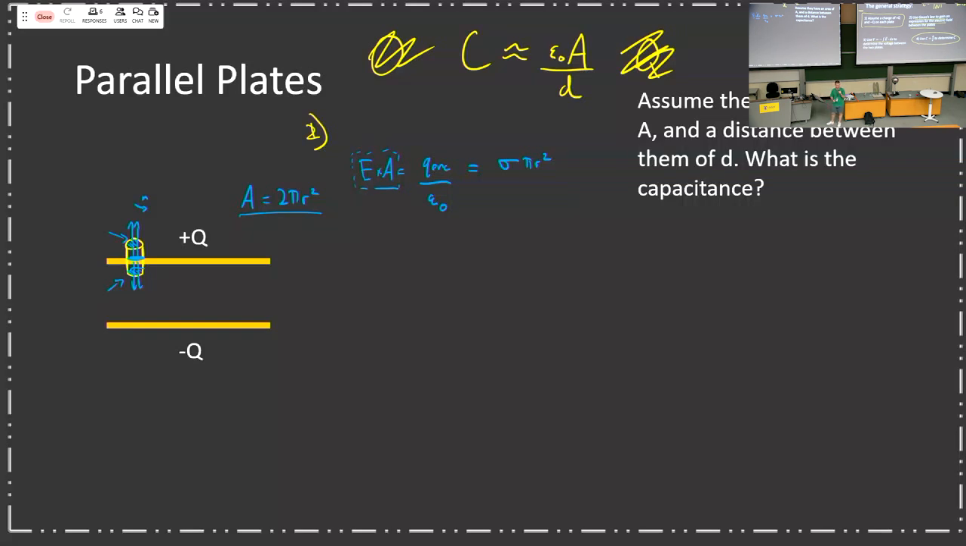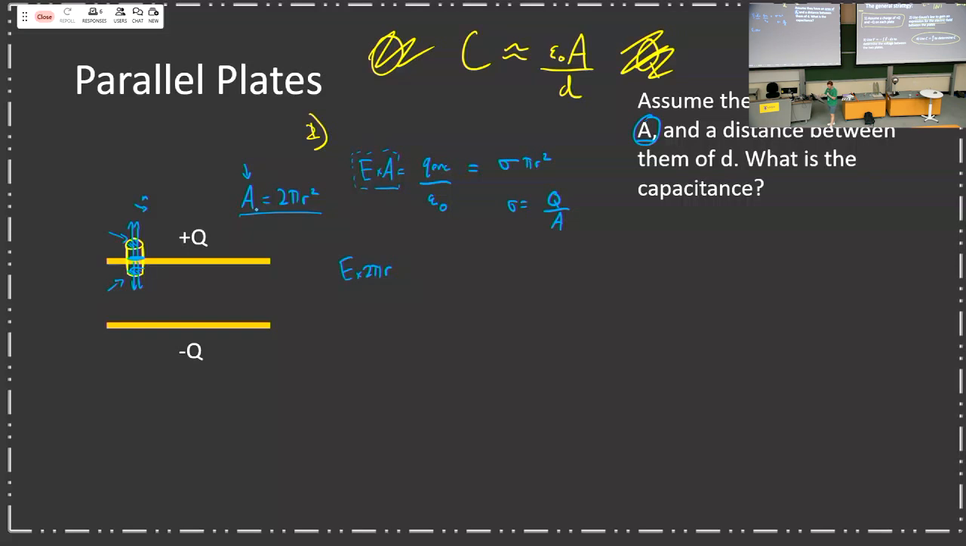Okay? Now, I notice I'm bringing in a lot of variables here, right? We haven't defined sigma, but they've told us that the plates have an area of A. So we say, well, sigma is equal to the total charge divided by the total area. And then this finally gives us that E times 2 pi r squared, and I notice this A and this A are not the same. I'm a bad person.